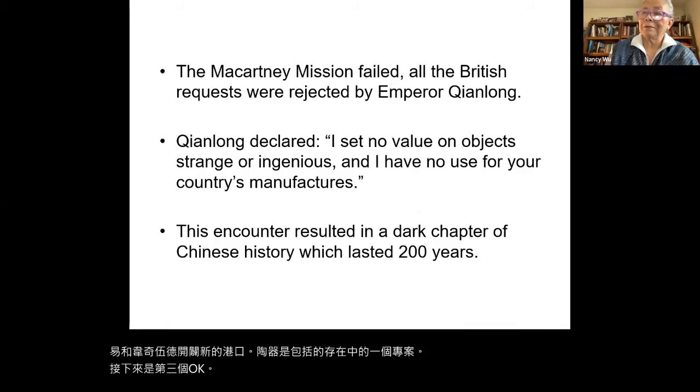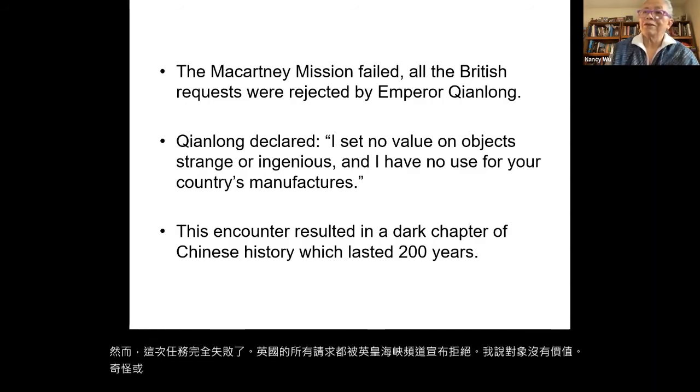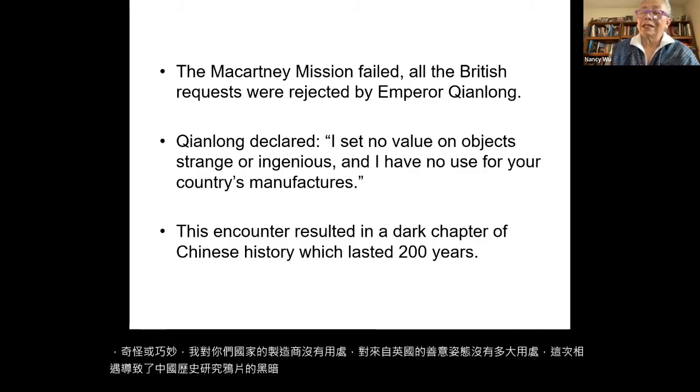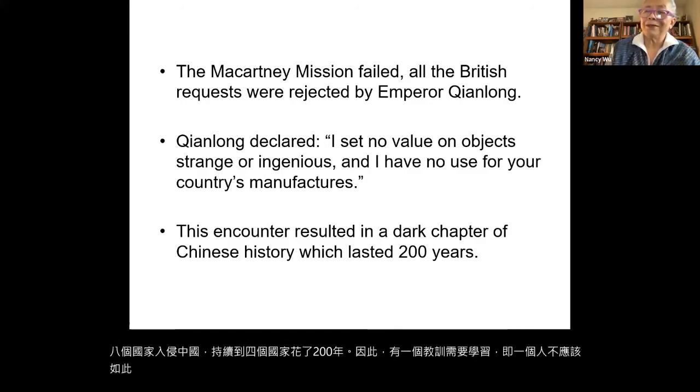However, the mission was a complete failure. All the British requests were rejected by Emperor Qianlong. Qianlong declared, "I set no value on objects strange or ingenious, and I have no use for your country's manufacturers." And so much for the goodwill gesture extended from England. And this encounter resulted in a dark chapter of Chinese history, starting the Opium War and the eight-country invasion of China that lasted for 200 years. So there is a lesson to be learned: one shouldn't be so arrogant, even though you have all the wealth in the world, because then things change. Okay, next please.